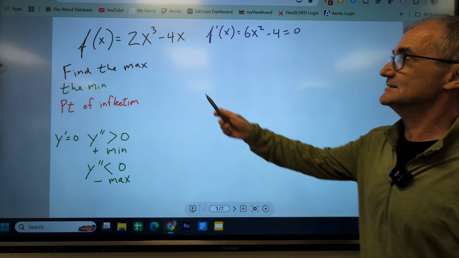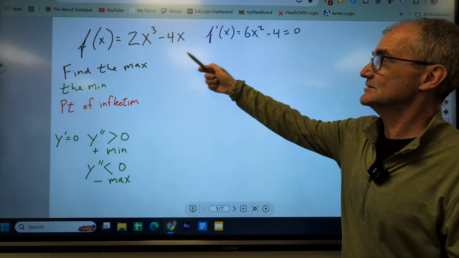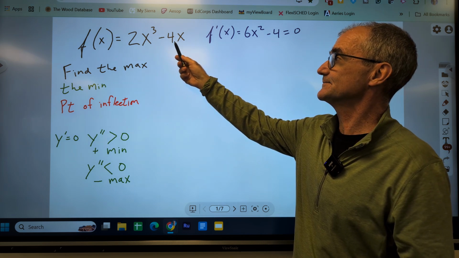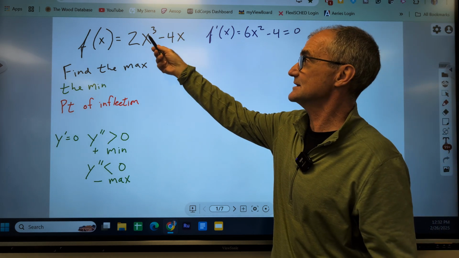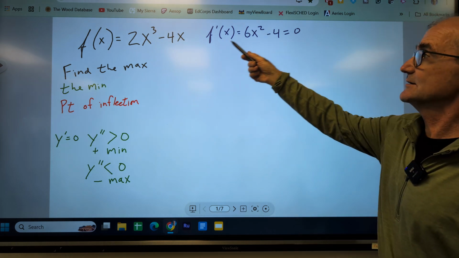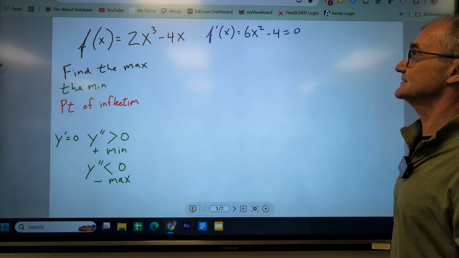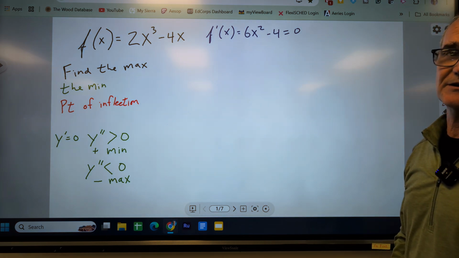So first thing I'm going to do is take my function and find the derivative of it. So if f of x is equal to 2x to the third minus 4x, a cubic function, then the derivative is going to be 6x squared minus 4. So there's my derivative right there. I'm going to take that derivative and set it equal to 0.